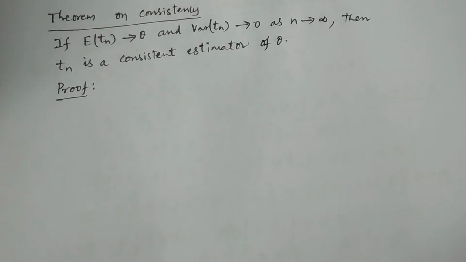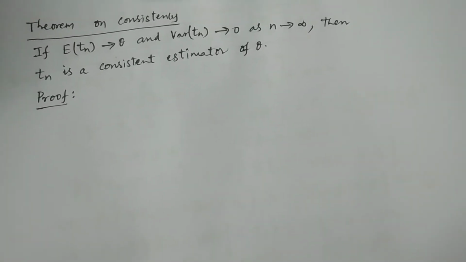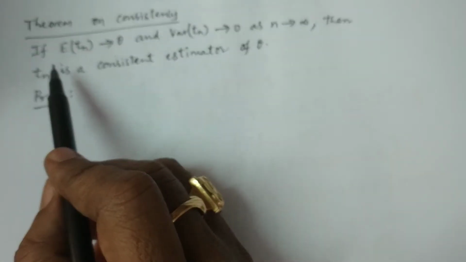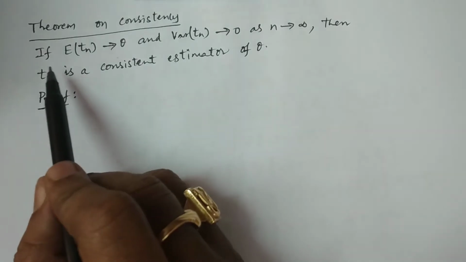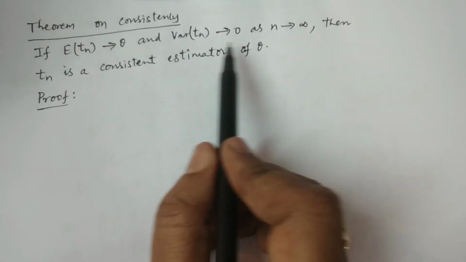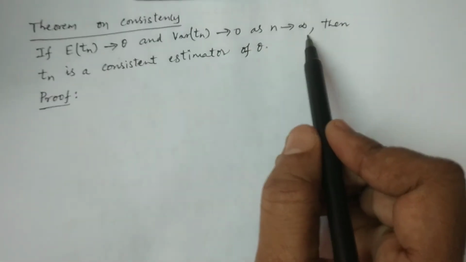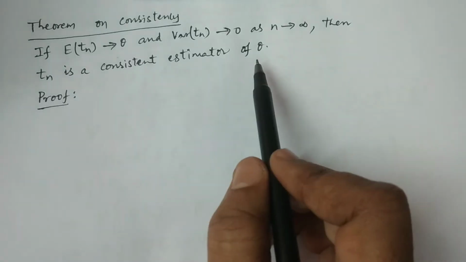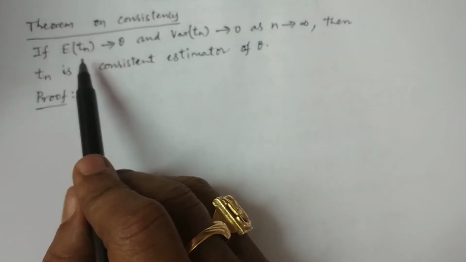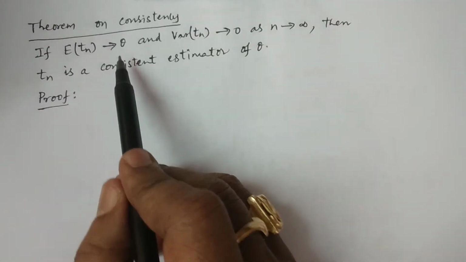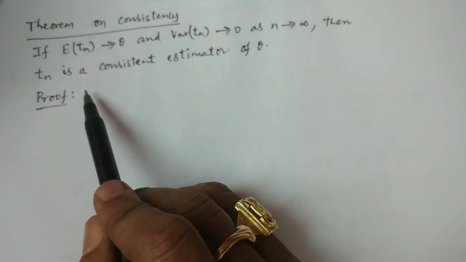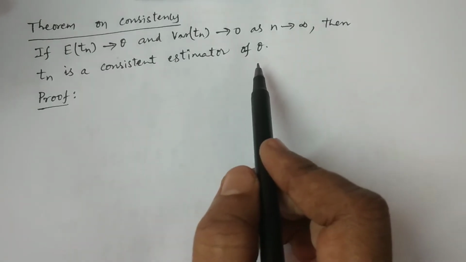So in this class, I explain one of the theorems of consistency. You see here the statement of the theorem. If expectation of Tn tends to theta and variance of Tn tends to 0 as n tends to infinity, then Tn is a consistent estimator of theta. We have to prove that under the conditions expectation of Tn tends to theta and variance of Tn tends to 0 as n tends to infinity, Tn is a consistent estimator of theta.